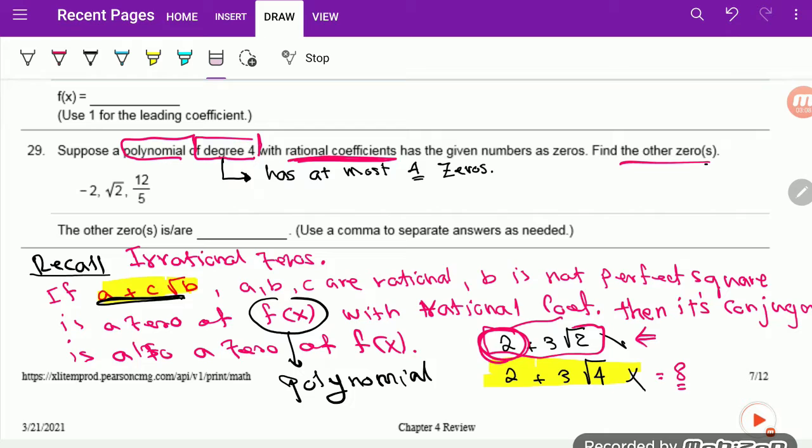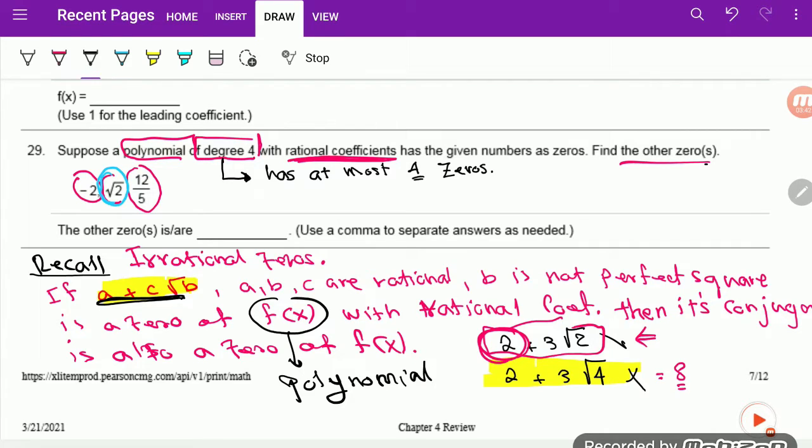So suppose we have this as a zero of the polynomial, then immediately we can say its conjugate is also a zero. Let's look at the zeros we have. The first zero is a rational number, negative 2. And also this is a rational number, 12 over 5. However, radical 2 is irrational. Radical 2 is an irrational zero. So what does this mean?